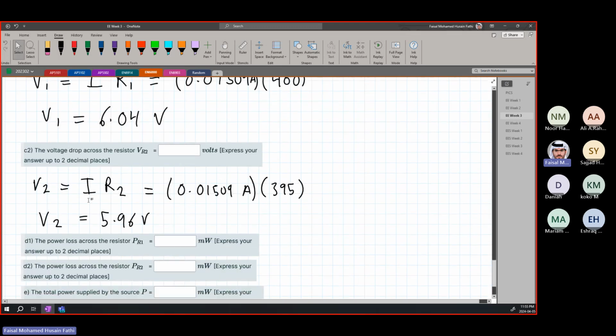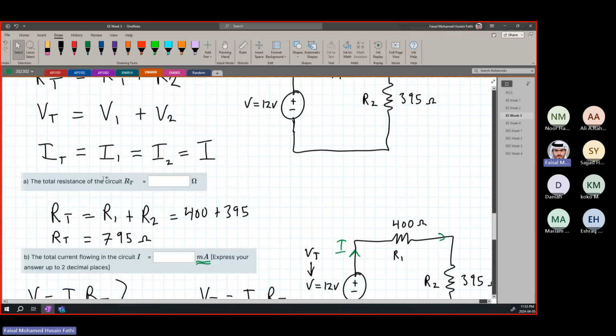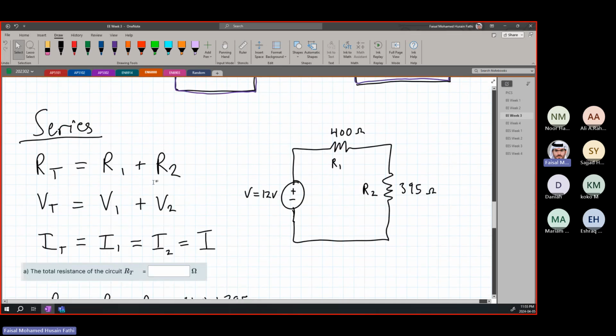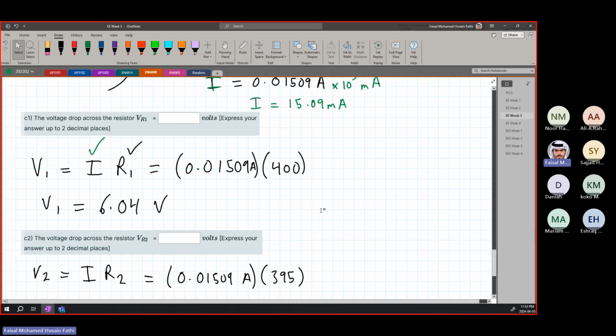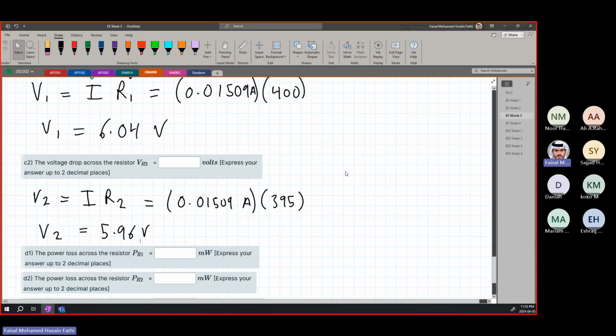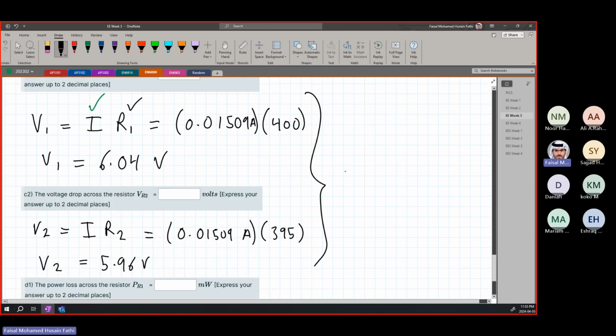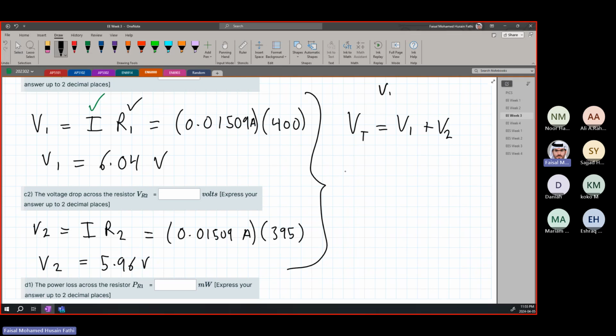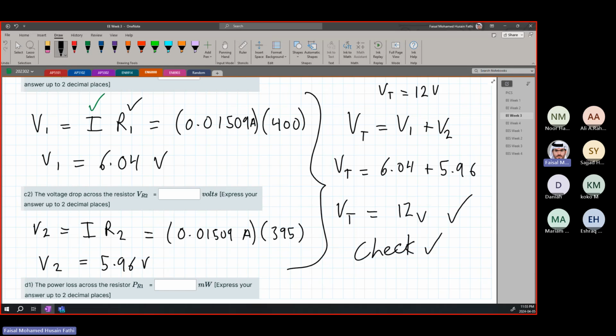Remember one thing. Okay, we finished the question now, but remember one thing. What did I say earlier? In series, the V total is equal to V1 plus V2. So we can use that to check this. We know that V total is equal to 12 volts in the circuit. We can use that to check these two if they are correct. So we know V total is equal to V1 plus V2. V total we already know from the circuit given is 12 volts. V total is equal to what? V1 is 6.04 plus 5.96. So V total is equal to 12 volts. It is correct. This is just to check, nothing else.